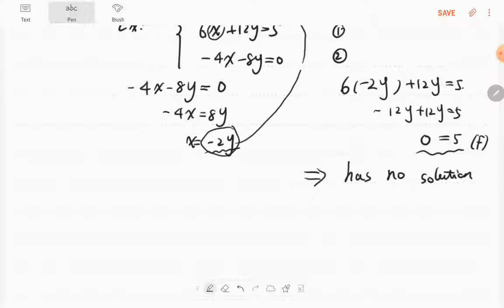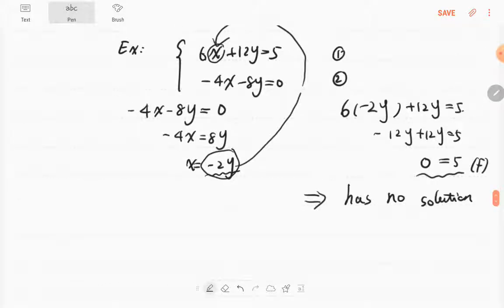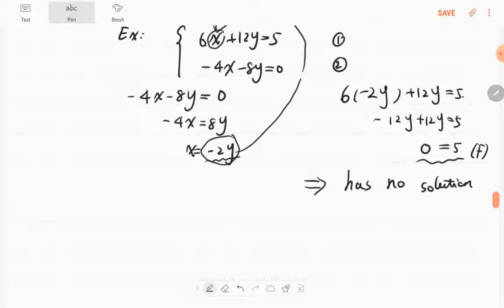How can we know this system has no solution? Remember, if these two straight lines are parallel to each other. So if you want, you can draw the line for both equations. You will realize you will get two parallel lines. But another quick way to check without graphing is to check the intercepts and the slope. Remember the slope-intercept form. So if you get this false statement, you can directly get this conclusion: no solution.